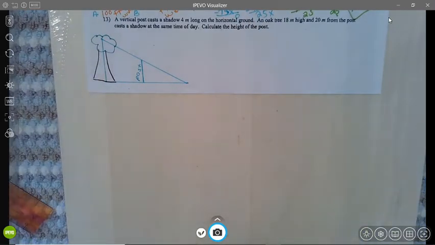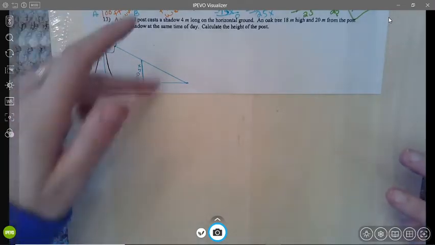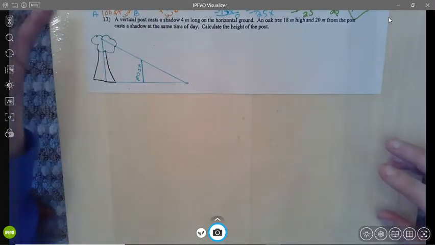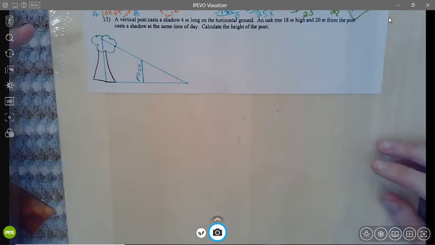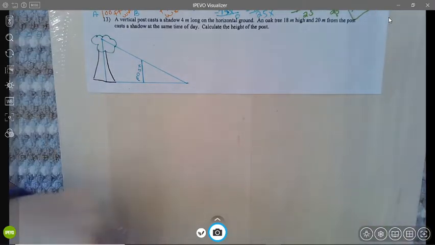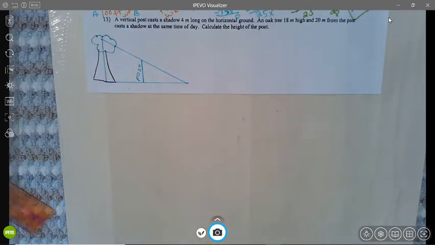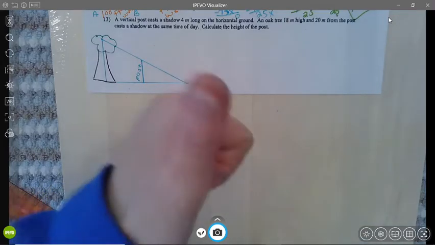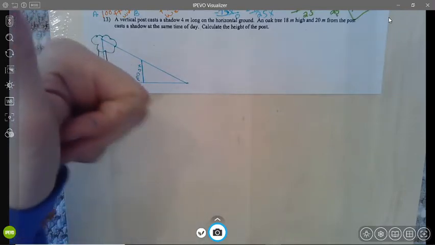Okay, so again, if you notice, we have a triangle within a triangle, which means typically we have similar triangles. So if you remember how we solved with similar triangles, this will be very similar. So if you want to try this one on your own, I say go for it. Otherwise, follow along with Miss Long.